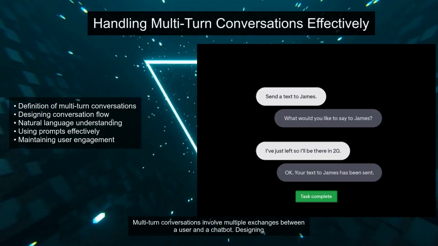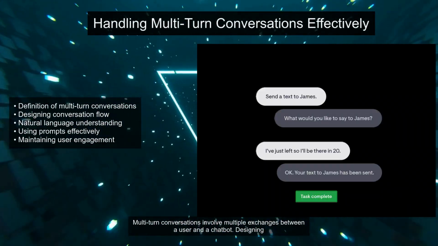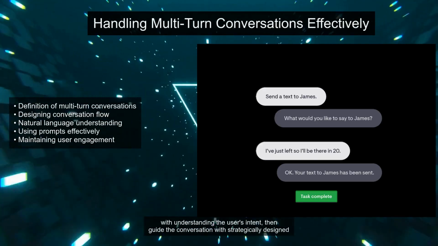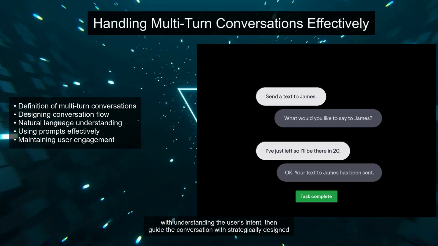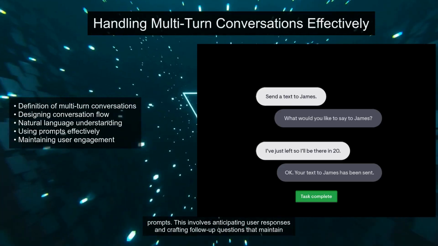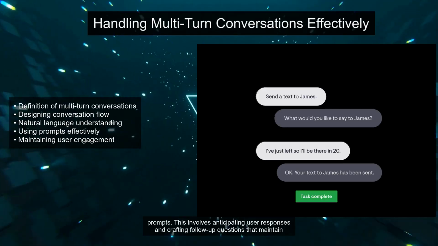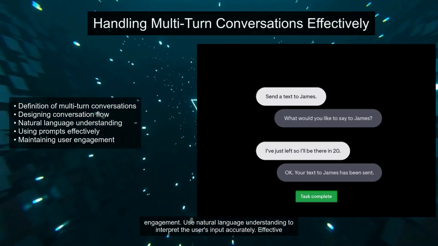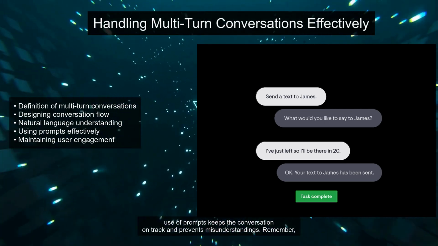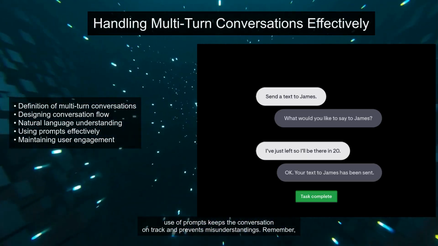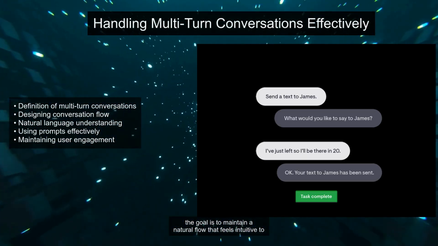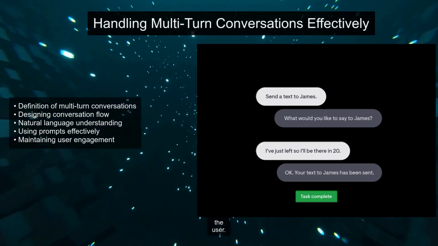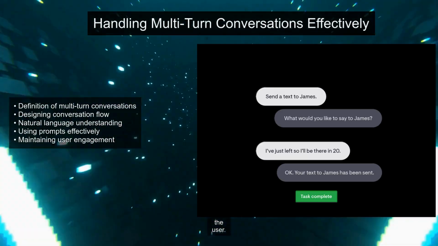Multi-turn conversations involve multiple exchanges between a user and a chatbot. Designing an effective conversation flow is key to handling these interactions smoothly. Start with understanding the user's intent, then guide the conversation with strategically designed prompts. This involves anticipating user responses and crafting follow-up questions that maintain engagement. Use natural language understanding to interpret the user's input accurately. Effective use of prompts keeps the conversation on track and prevents misunderstandings. Remember, the goal is to maintain a natural flow that feels intuitive to the user.